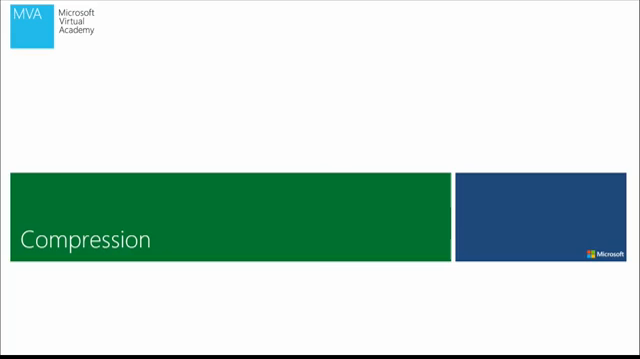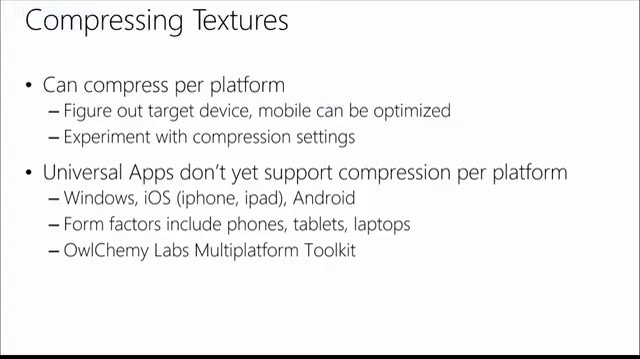Compression, typically very easy inside of Unity. You can compress inside of Unity per platform. You can figure out which devices you want to target. So if you're going to be going to Windows Phone versus Windows Store versus iOS versus Android, etc., you can change your compression on there. Now, universal apps don't support compression per platform, and I'll show you this in a second. And this affects not just Windows. There's other platforms that have the concept of universal apps.